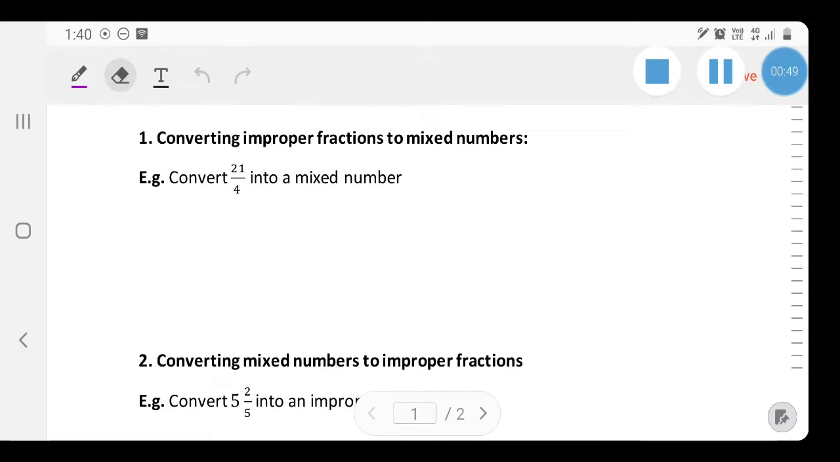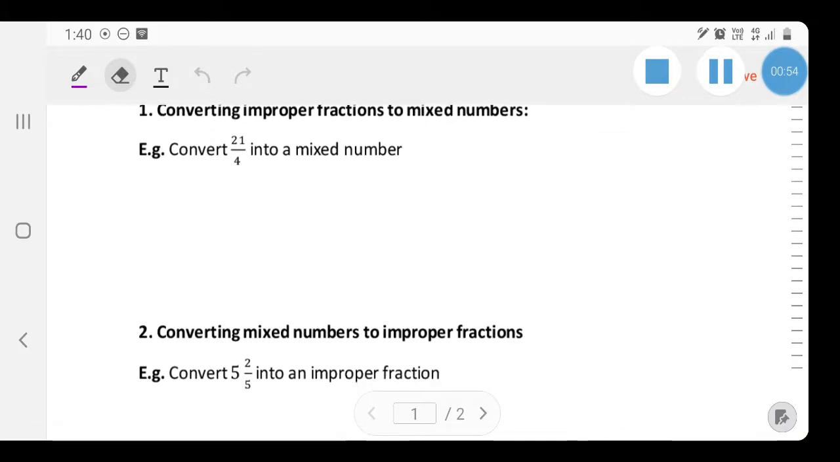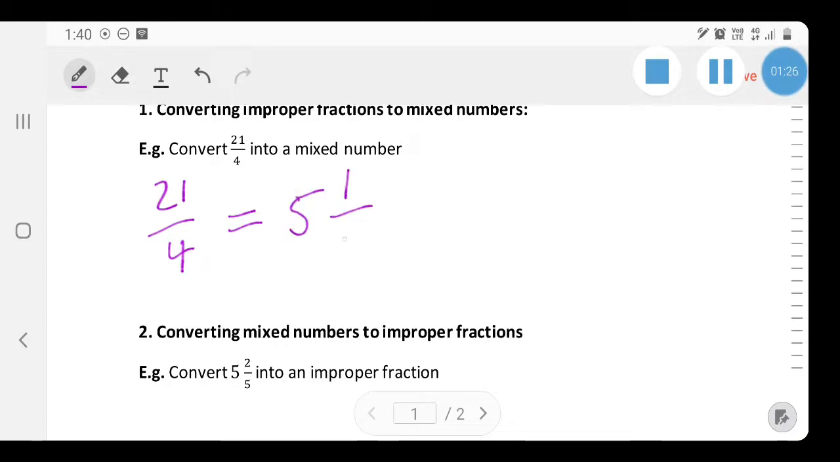Remember, an improper fraction is a fraction where the numerator is bigger than the denominator. So 21 over 4. Let's convert that into a mixed number, which means a whole number followed by a proper fraction. How many 4s go into 21? Well, we have 5 4s going into 20 exactly, with a remainder of 1. So the answer must be 5 wholes and 1/4 remaining.